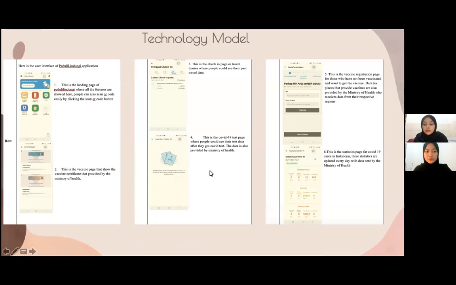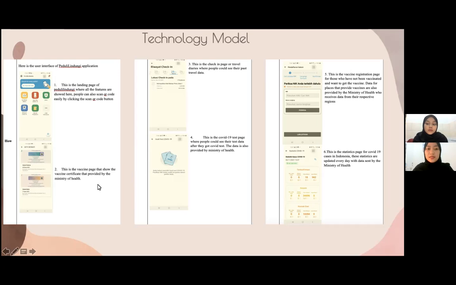Next. Okay, so the last one is the technology model of Zachman architecture on the PeduliLindungi application. So here's the user interface of the PeduliLindungi application. The first one is the landing page of PeduliLindungi, where all the features are shown. People can also scan a QR code easily by clicking the scan QR code button. And the second one, this is the vaccine page that shows the vaccine certificate provided by the Ministry of Health. So we can show our certificate here.